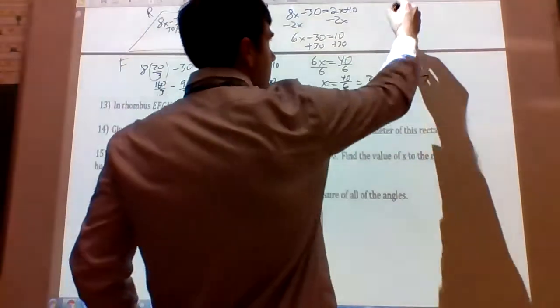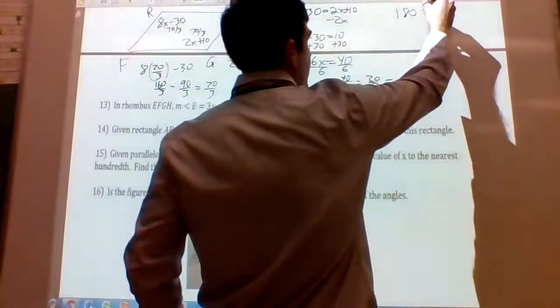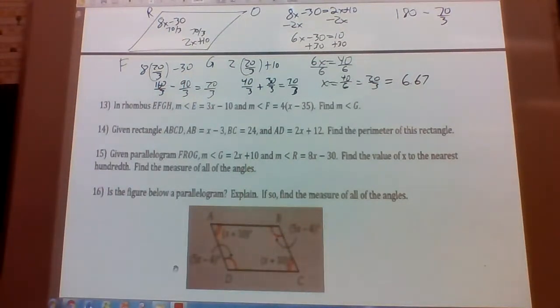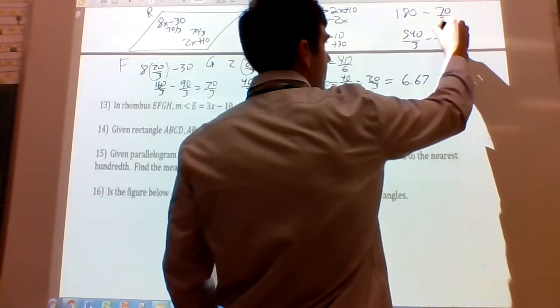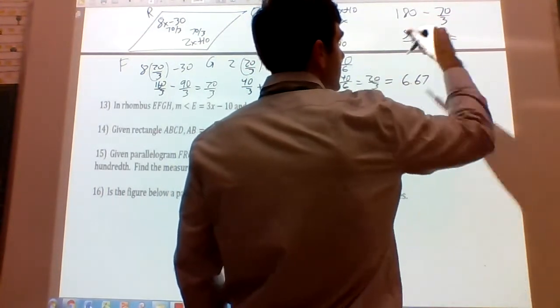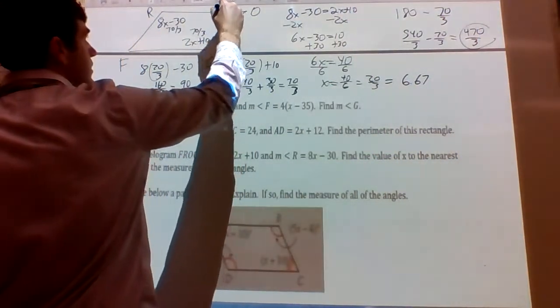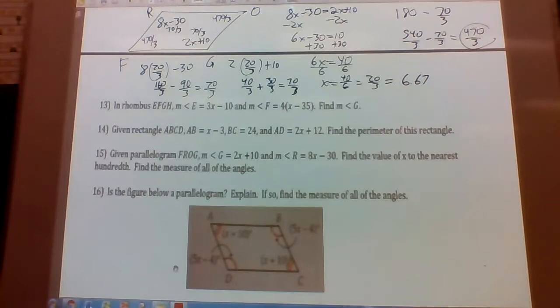F and O, we have to do 180 minus this angle because they're consecutive angles, which are supplementary. So 180 minus 70 over 3. So that's 360 plus 180, 540, which is going to give us 470 over 3. Whatever that is as a decimal, 156, we can scroll down and do that.